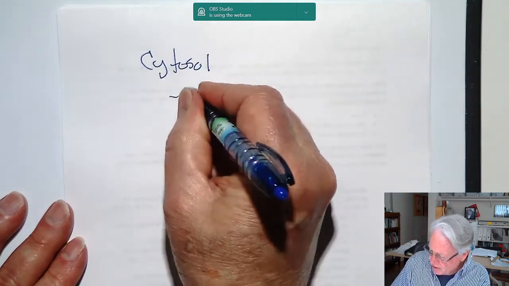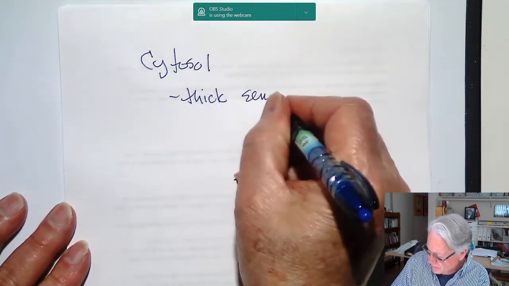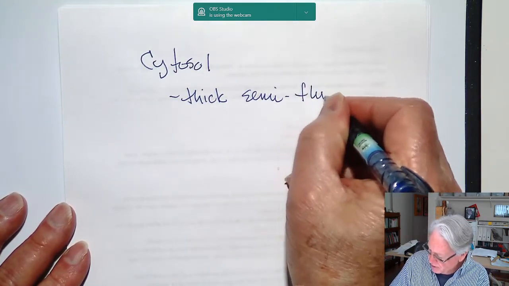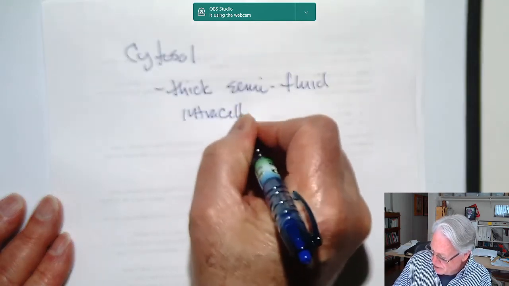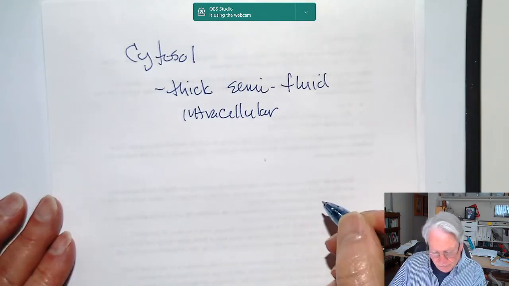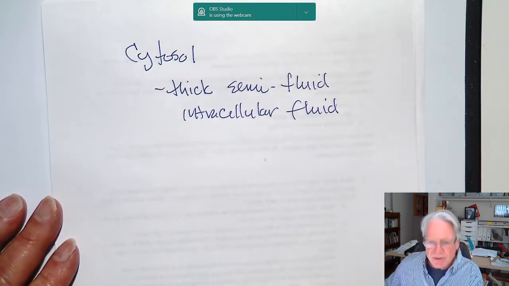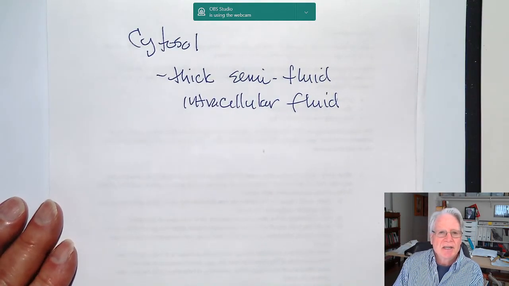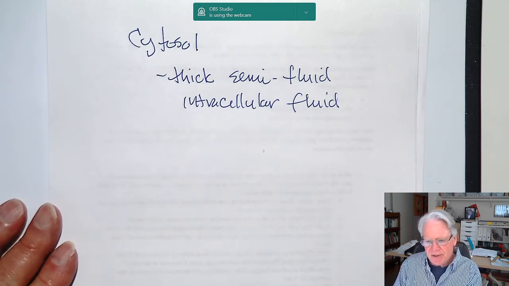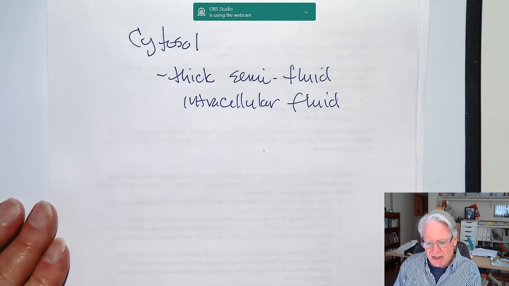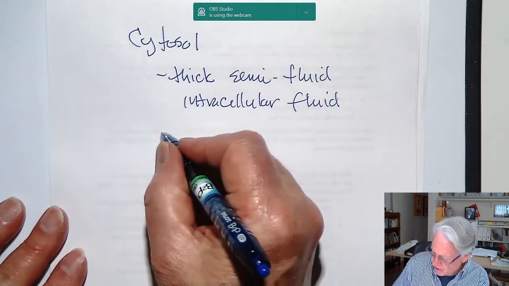So the cytosol is a thick, semi-fluid intracellular fluid. Now that's a little bit redundant, but it's a thick semi-fluid within the cell. You can think of the consistency of this as like a thick minestrone soup, and it contains a lot of things.